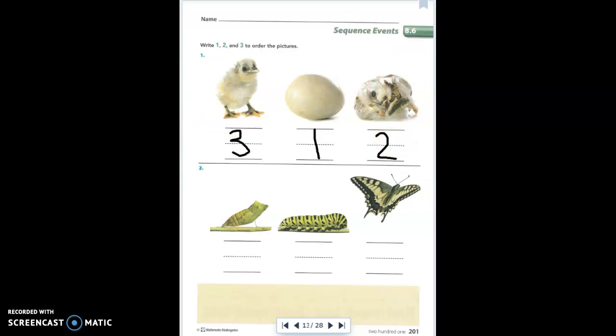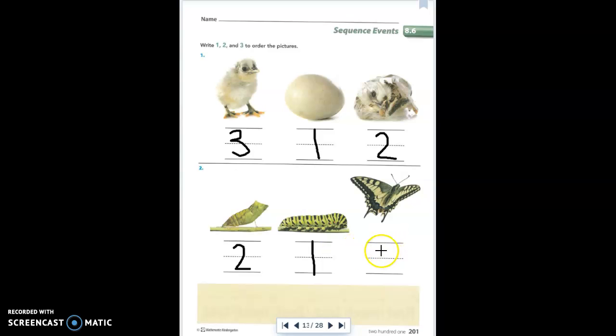Okay, now let's look down here at the pictures of the chrysalis, the caterpillar, and the butterfly. So we have to think about what comes first in the stage of a butterfly's life. Well, the first stage would be a caterpillar. That's what happens first. So let's put a 1 by that. After the caterpillar stage, we have the chrysalis stage, or the cocoon. So this would be number 2.